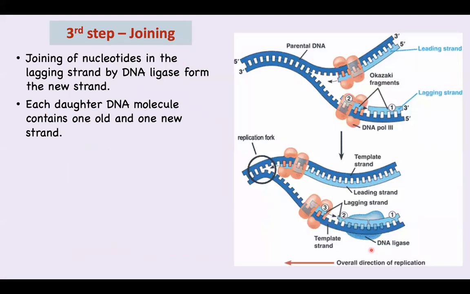So last one, as I said, is the joining. So joining ni, joining of nucleotide in the lagging strand by DNA ligase. Okay, joining ni dalam lagging strand. Yang lagging strand yang bahagian bawah. It can be atas juga, but you have to know that it is in the lagging strand. Lagging strand is by the enzyme DNA ligase to form the new strand. So each daughter DNA molecules contain 1 old and 1 new strand. So this is called semi-conservative replication.